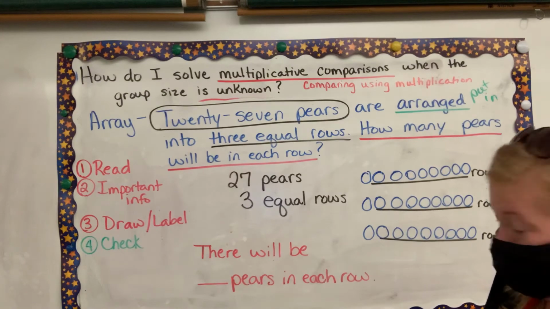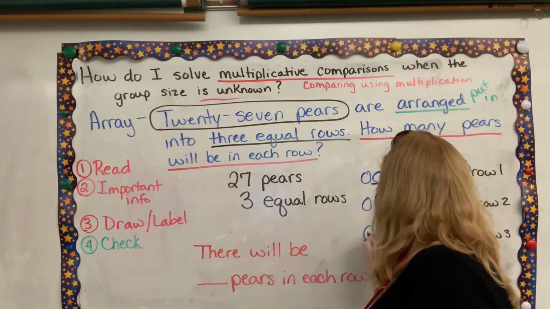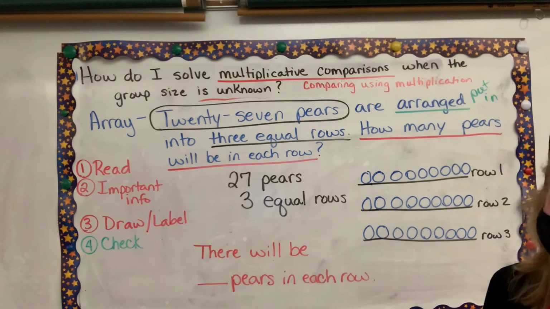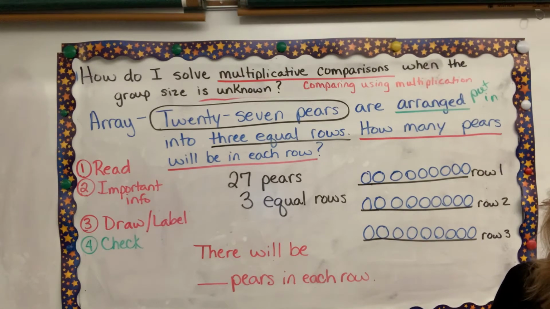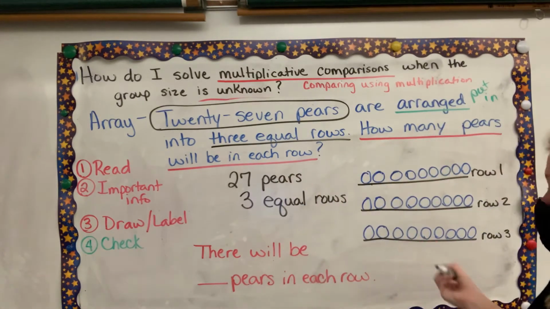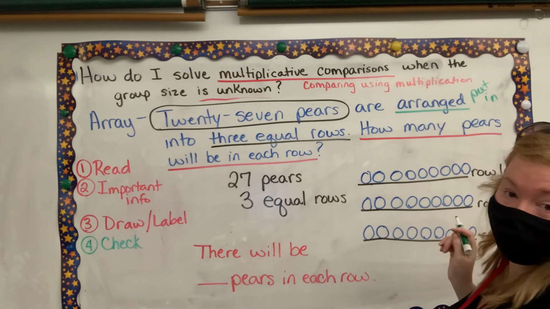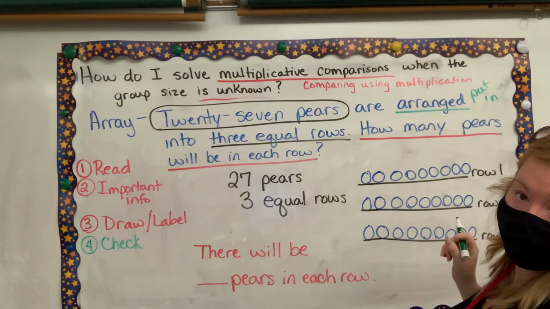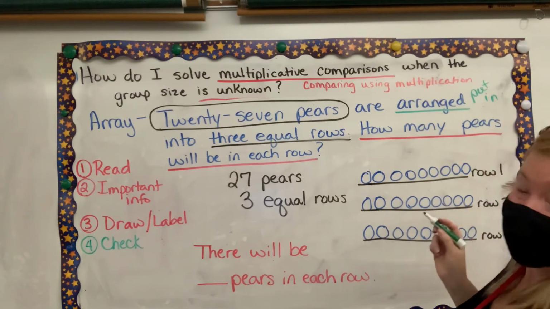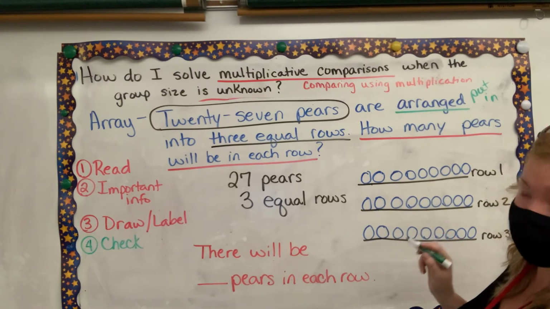So I have taken all 27 of my pairs. They are now in 3 equal rows. How many pairs do I have in each row? How many do I have in each row, Ezekiel? Natalie? We have 9 pairs in each row. And just to make sure, we need to check each row, right? To check our work, we have to check each row.